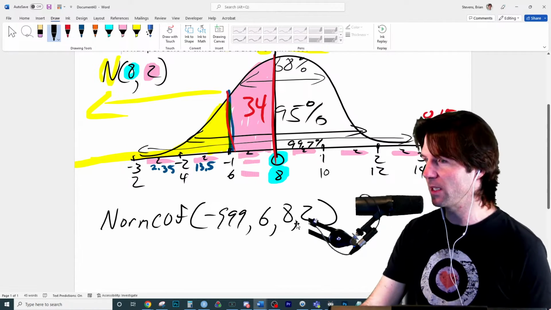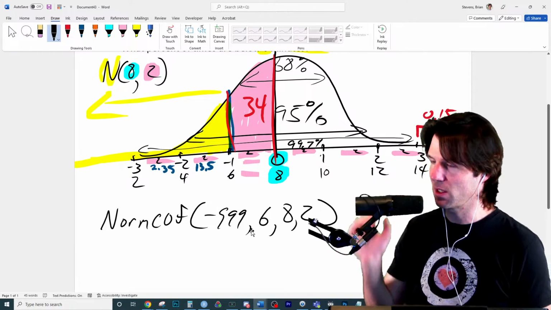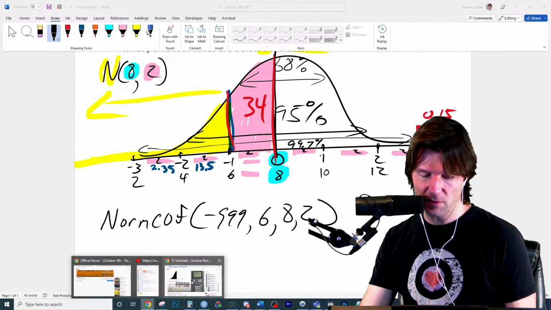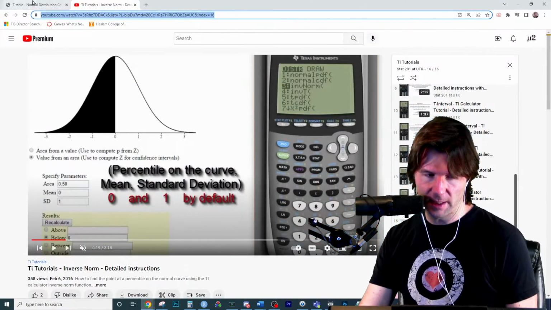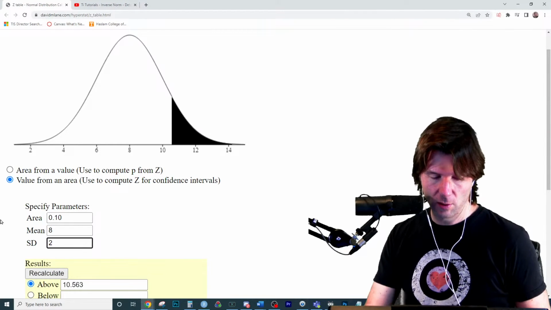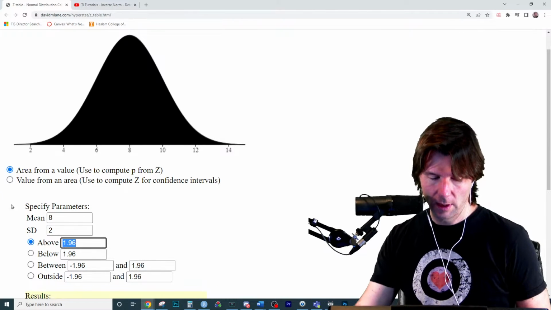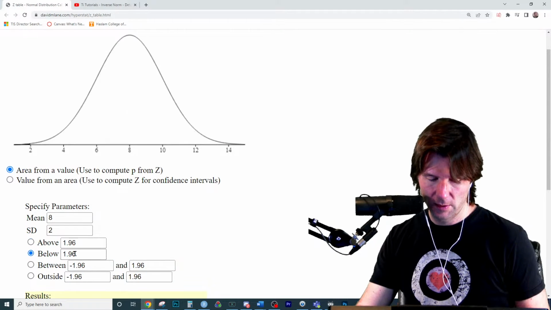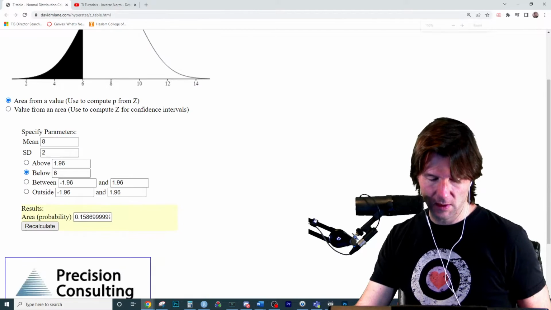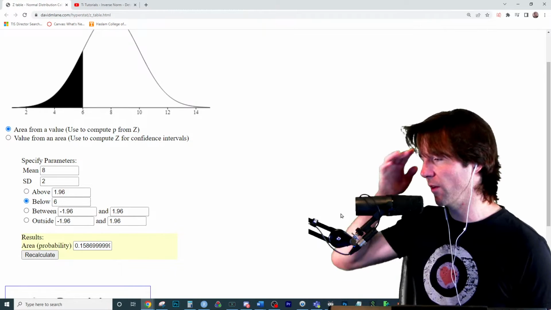Can anyone confirm on the TI calculator that this gets you the answer? It's going to get you like 15.68 or something. We can look at what the David M. Lane applet says for it. So 8, 2, and below 6. It's saying 15.86 on the calculator. Yeah. So if you look at how close, it's very close to 16%.